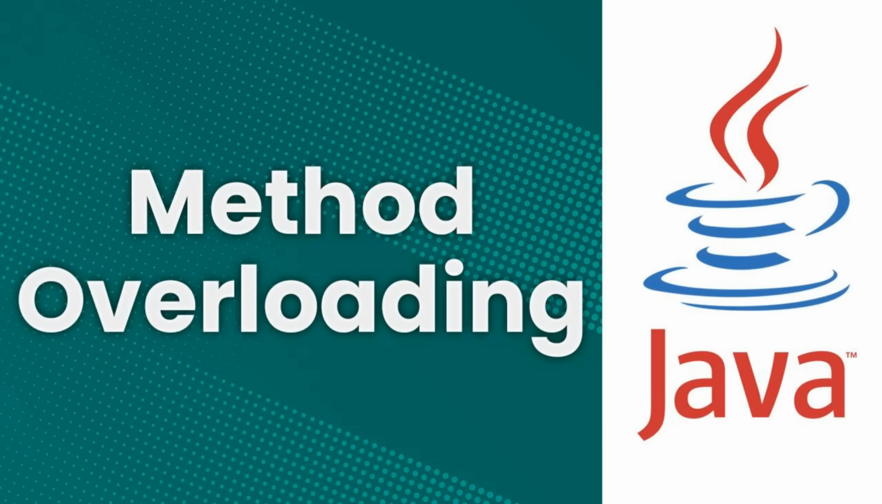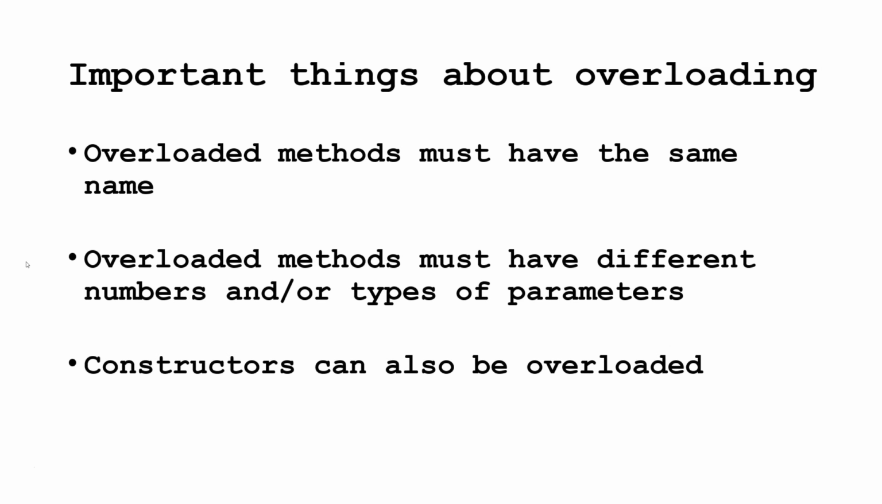Next, you're going to learn about overloading methods. Overloaded methods are methods that have the same name in the same class. Three important things to know about overloading methods. First, overloaded methods must have exactly the same name. Second, overloaded methods must have different number and/or types of parameters. Third, constructors can also be overloaded.